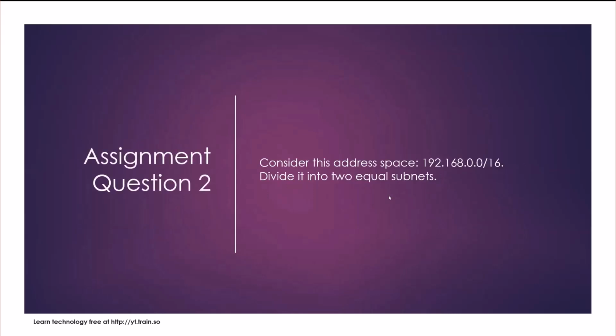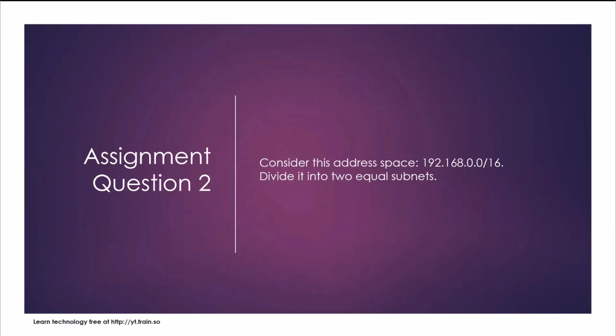Assignment question 2, consider this address space 192.168.0.0/16, divide it into 2 equal subnets. Please do it on your own. Maybe you can watch it again, or if you are watching it over YouTube, you can pause it, but try to do it on your own.